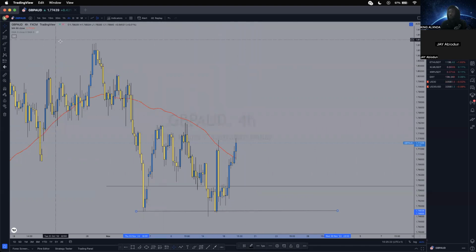So we can just box this off like this and have this point like this and see how the market will react when it gets to this point. So you dig.